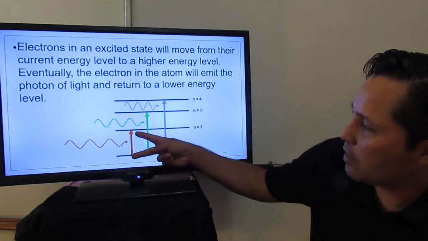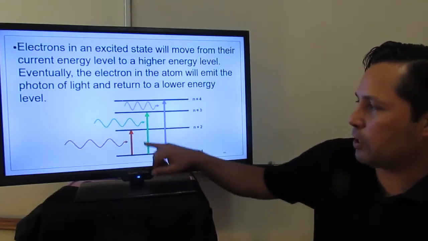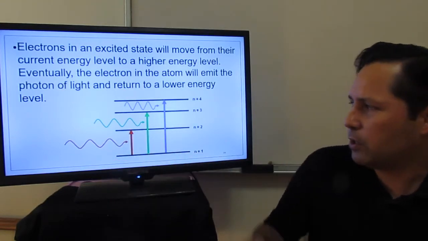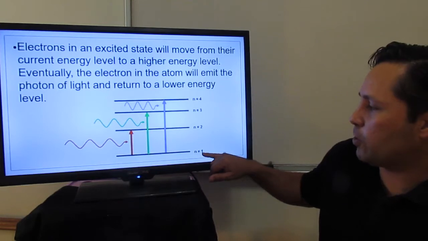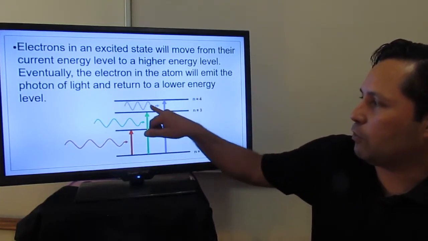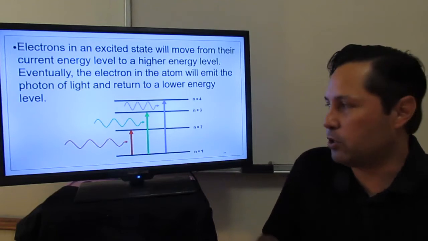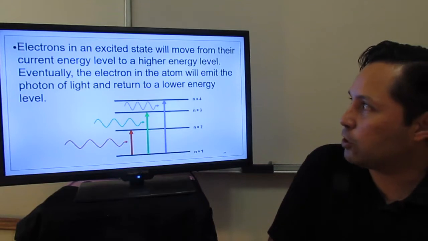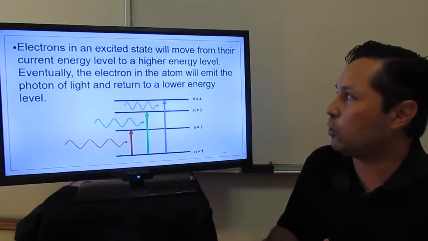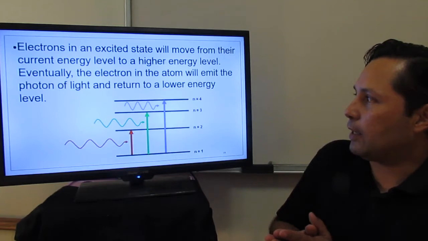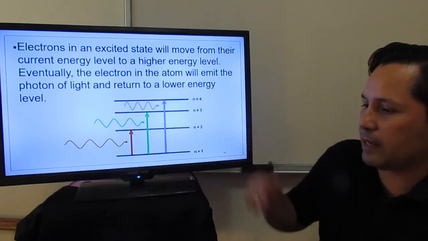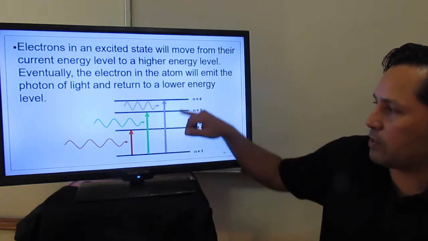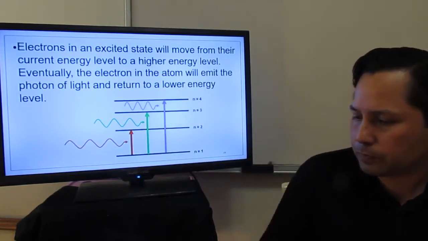Alright, so here you have it. A smaller jump from the first energy level to the second gives you a small amount of energy. Red light has very little energy. But a much bigger jump from the first energy level to the fourth one is going to give you blue light. Blue light has more energy than red light. So electrons in an excited state will move from their current energy level to a higher energy level. Eventually the electron will release that energy as light, and it will go back down to its lower energy level. So some atoms will only move here, other ones there, and that's what gives you different color lights.